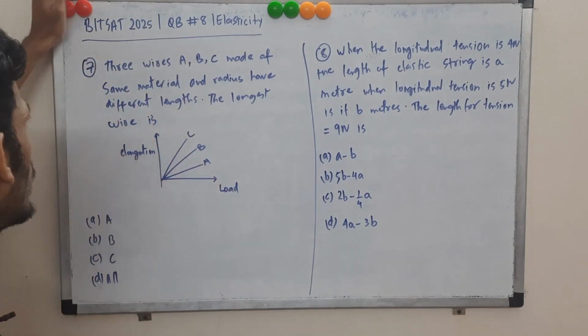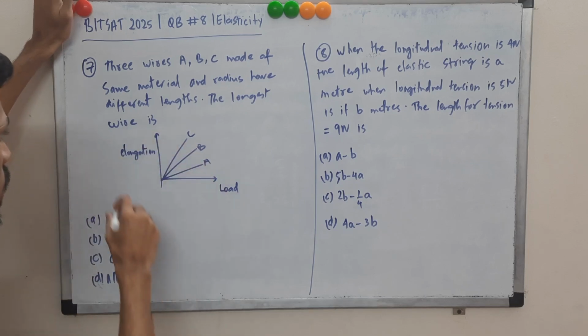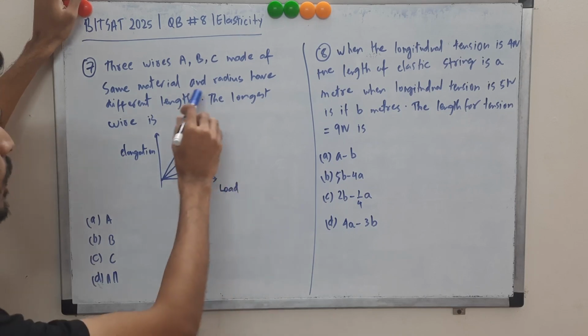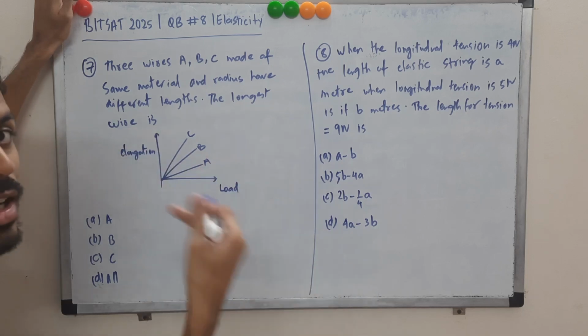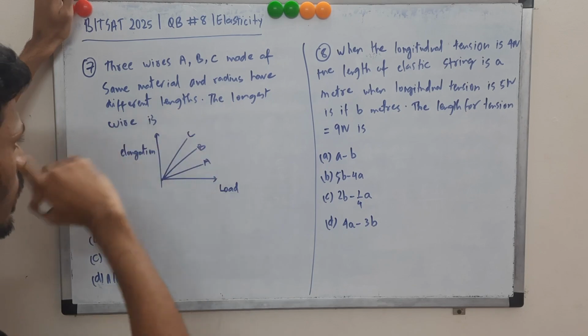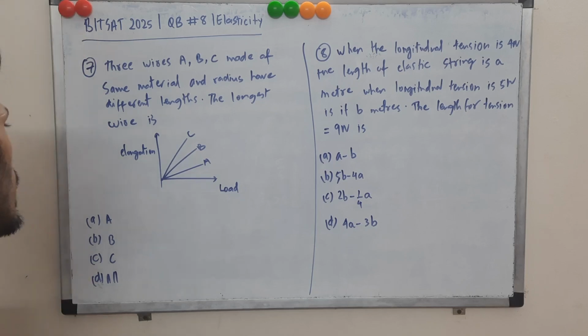So question 7, here we have 3 wires A, B and C as shown. The elongation versus load graph is shown. It's not stress versus strain. Keep that in mind. They are made of the same material, so Young's modulus is same and radii is same, so area is same basically, and they are of different lengths. You are supposed to tell the longest wire.